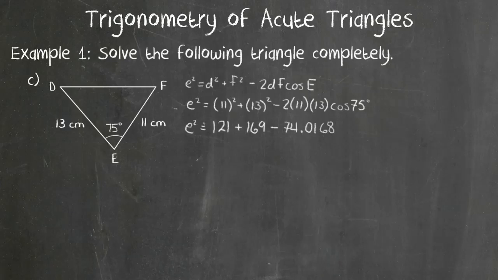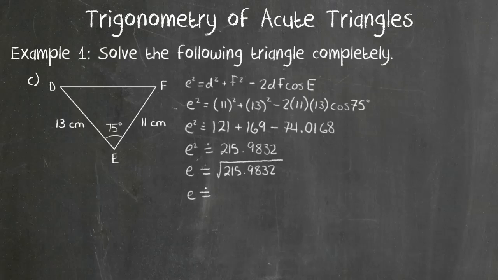Again, this is an approximate value as we've evaluated our cosine. We want to keep 4 decimal places anytime we evaluate one of our trig ratios. We simplify these just by adding and subtracting, and we end up with E squared equals approximately 215.9832. And the last step is to take the root to determine what the value of E is approximately. We do that, we get an approximate value for E of 14.7 centimeters.